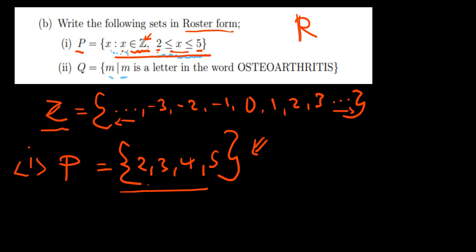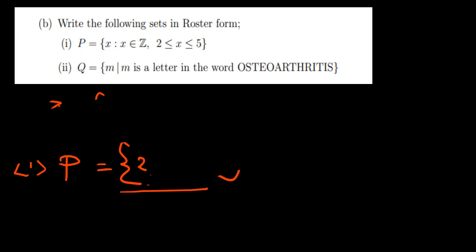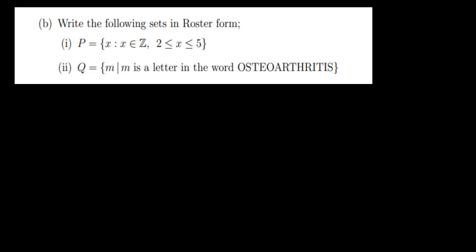All right, so let's solve the other one then, if there are no questions. Okay, so B, our part 2 there, it's very simple. We are saying set Q is a set of all m's such that m is a letter in this word here. I don't know how to pronounce that word, but we can see that word, right? So how are we going to express this set in roster form?